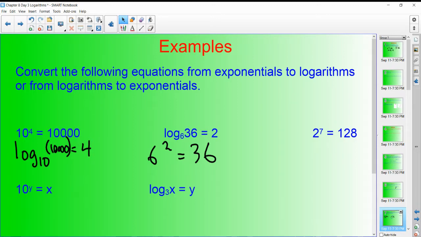So go ahead, pause the video, see if you can convert these two, the third one and the fourth one, to log problems, and convert the last one to an exponential problem. When you're ready, unpause the video, show yourself that you can do it and that you got the right answer.